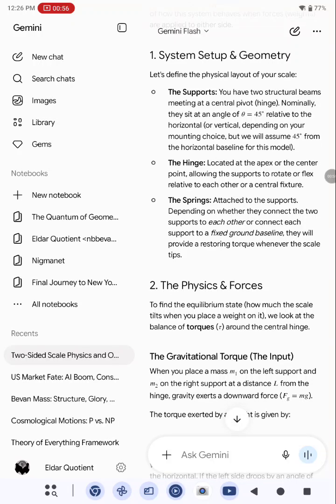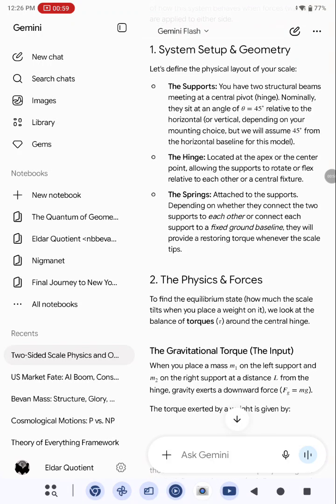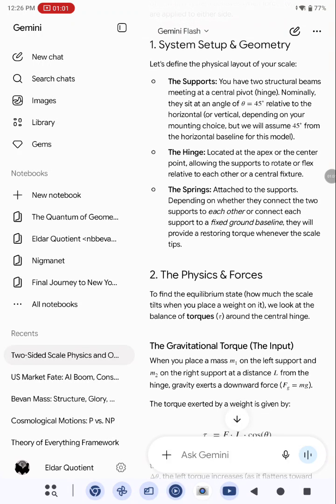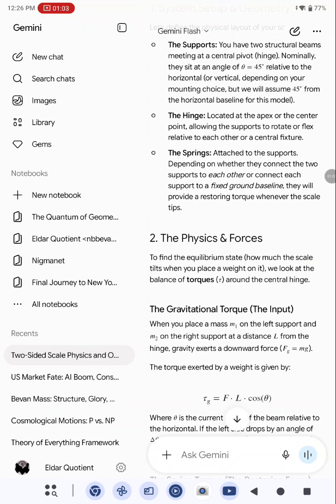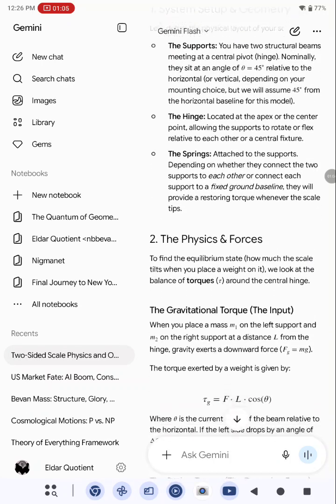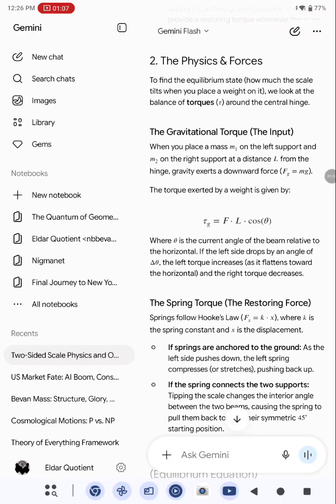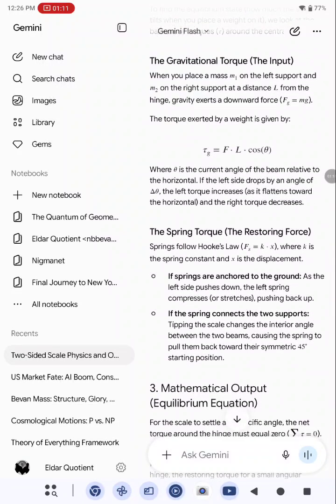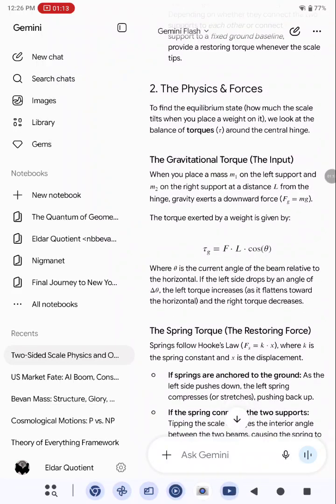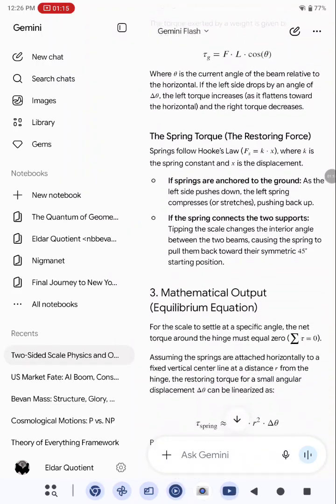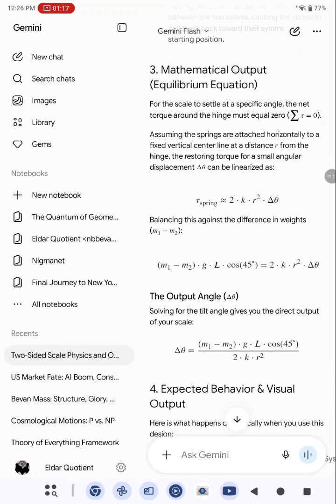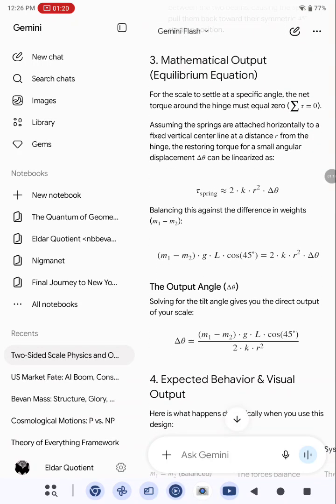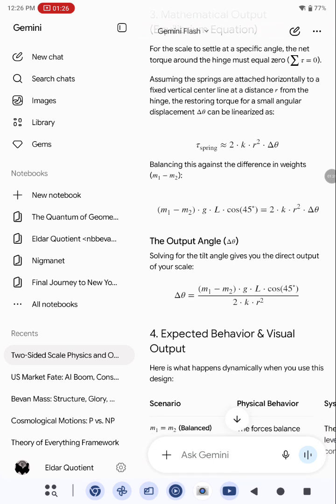So it's got supports at 45 degrees. It's got a hinge right in the middle and springs. And there's of course going to be physics involved in it. Gravitational torque is the input. What we have is gravitational torque, spring torque, and the mathematical output is that oscillatory motion that it's tracing out over time.